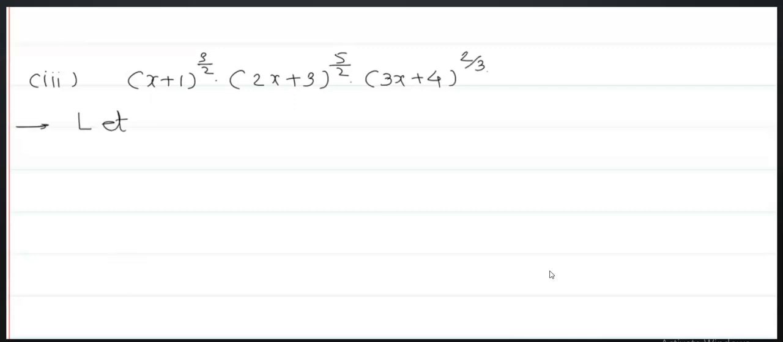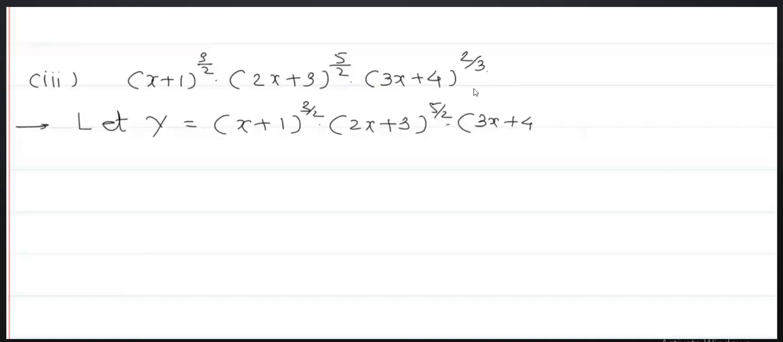Third one: y is equal to (1 plus x) into (2x plus 3) raised to 5, upon (x plus 4) raised to 2 by 3. Now first of all take log on both sides.